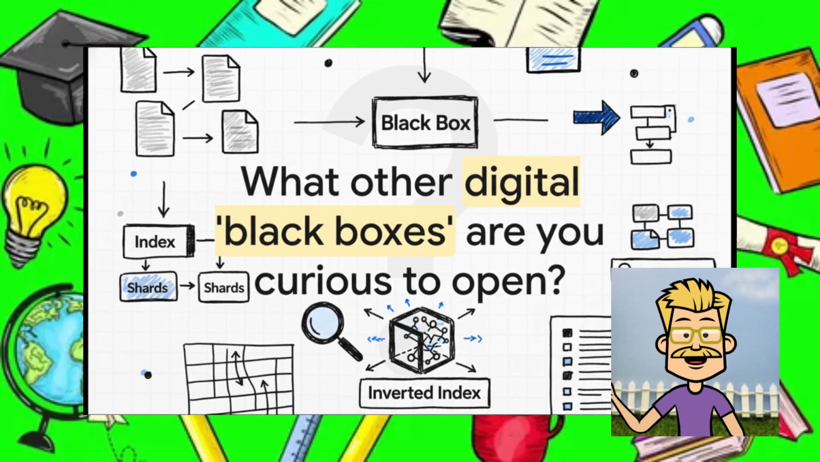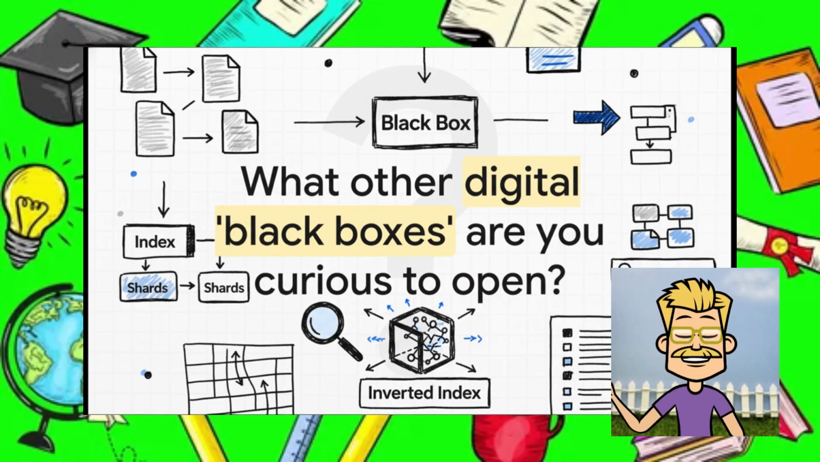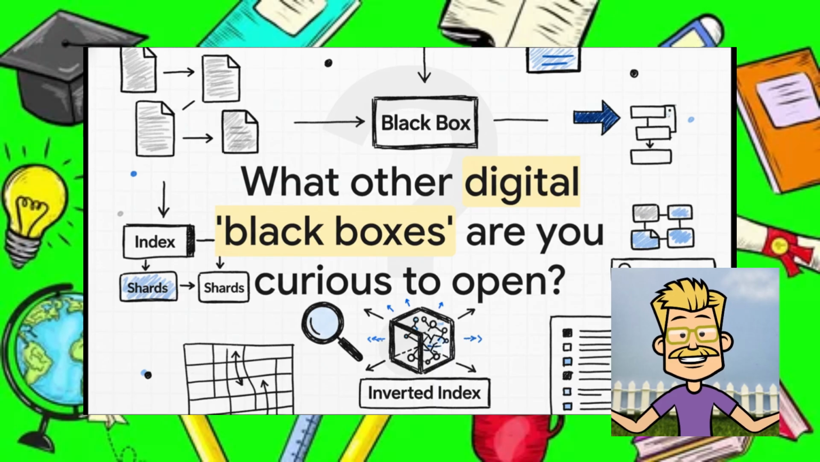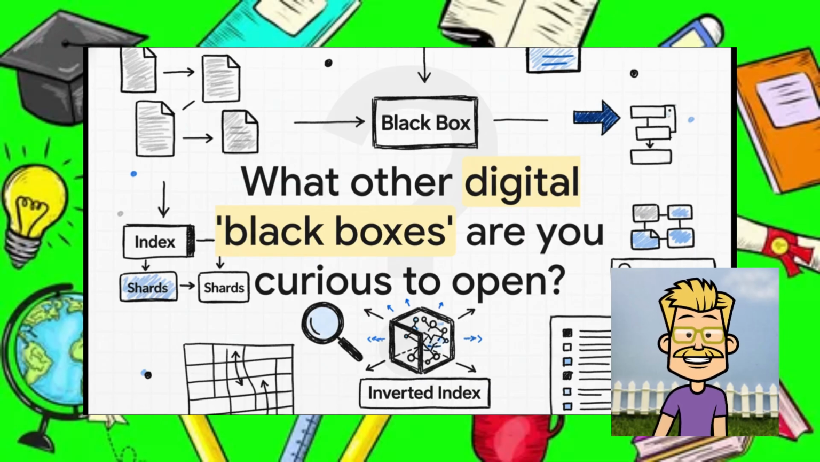So there you have it. We started with a simple question, how do search bars work so fast? And we ended up deep inside the machine, looking at documents, shards, replicas, and that all-powerful inverted index. We've cracked open the black box. So the question I want to leave you with is, now that you know this secret, what other piece of digital magic are you curious about? What's the next black box you want to open?